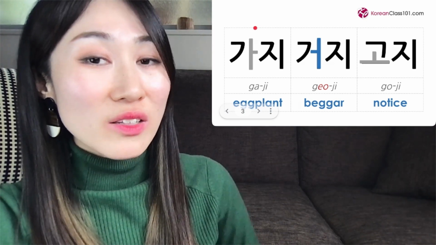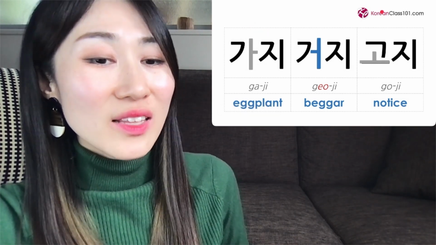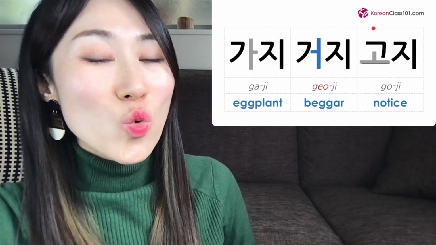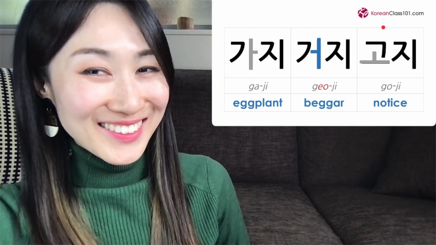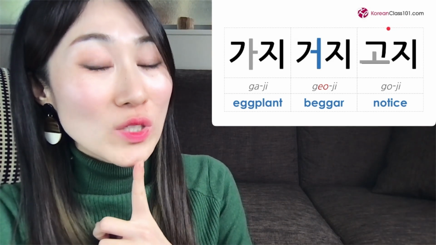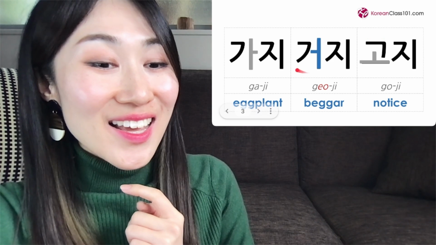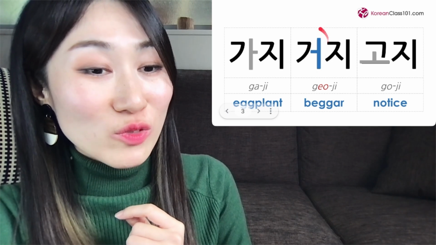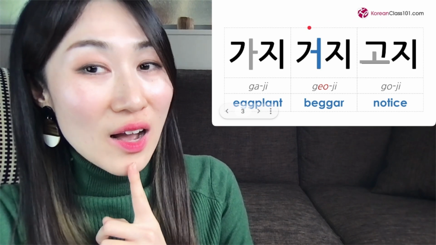가지 also has another meaning, which is branch from the tree. And this ㅗ sound would be easy for you too, I think. It's 고지. 고. Easy, right? 고지. It's notice. So it's 가지, 고지, and let's pronounce beggar in Korean with this ㅓ sound.